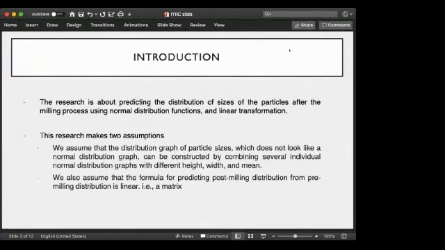So I started to dive into the research. In order to do this research, I had to make two assumptions. First of all, I assumed that graphs that do not look like normal distribution graphs are composed of several different normal distribution graphs. Next, I thought there must be some kind of linear formula that can be used to predict the post-milling size distribution.